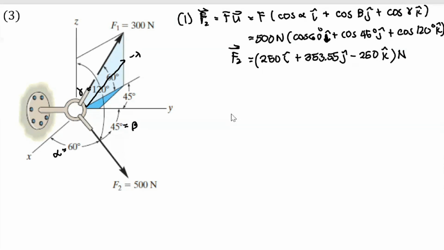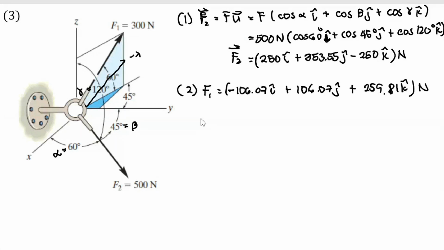For F1, the same process that we did, with the 60 degrees transverse angle. Our F1 is negative 75 square root of 2, but still the same 106 and 0.07 j hat plus 259.81 k hat, in Newton. So, same process. Solving this is the same as what we did in numbers 1 and 2. We got the components. Usually, that is the way to get the Cartesian vector if there is a transverse and an azimuth angle.